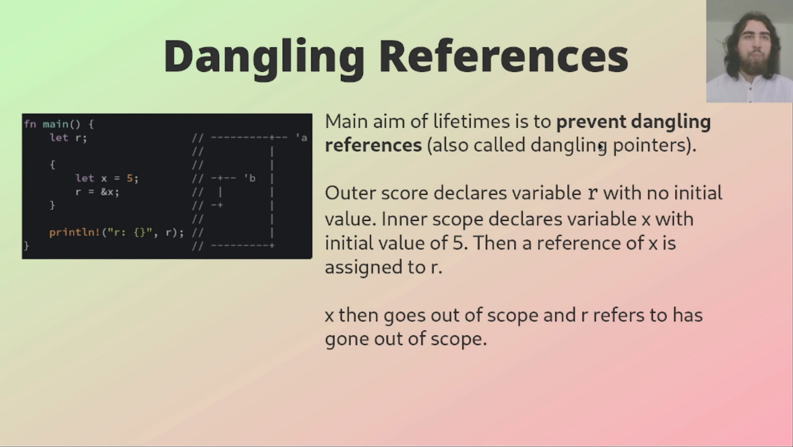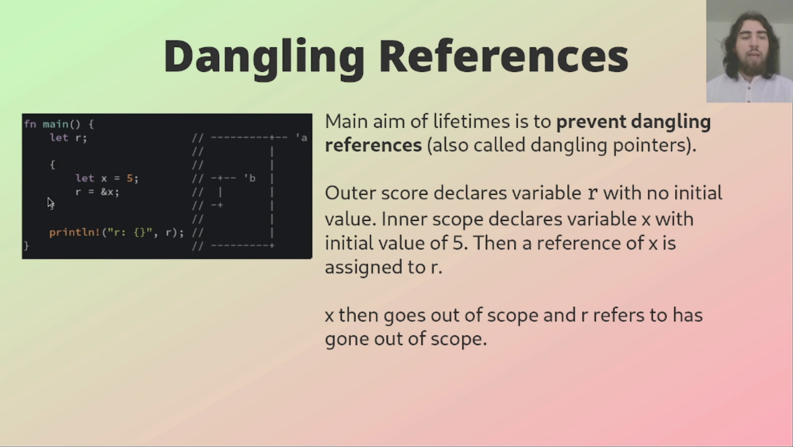So actually the main aim of lifetimes is to prevent dangling references, also called dangling pointers. So let's see, we are here in main and we declare a variable r. We don't initialize it with a value, but just declaring it. Meaning the compiler will actually infer a lifetime of a for this variable. And the lifetime a in this case is valid until the end of the main scope, right?